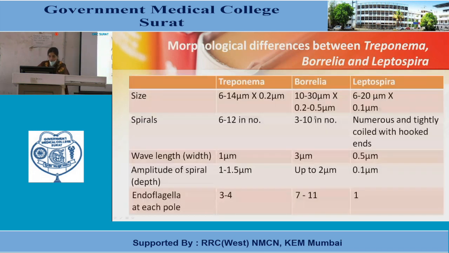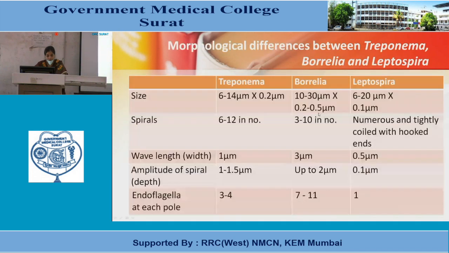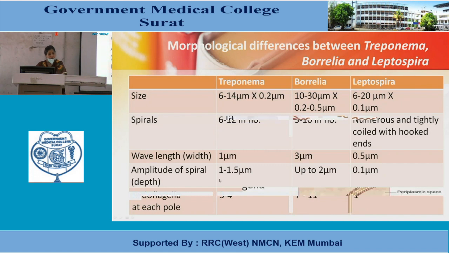Further, the morphological differences between Treponema, Borrelia and Leptospira, which cause pathogenic infection in humans. Morphologically, Treponema is 6 to 14 micrometers by 0.2 micrometers in size. The spirals are 6 to 12 in number, like this. The wavelength is 1 micrometer, the amplitude of the spiral depth is 1 to 1.5 micrometers, and there are 3 to 4 endoflagella at each pole.